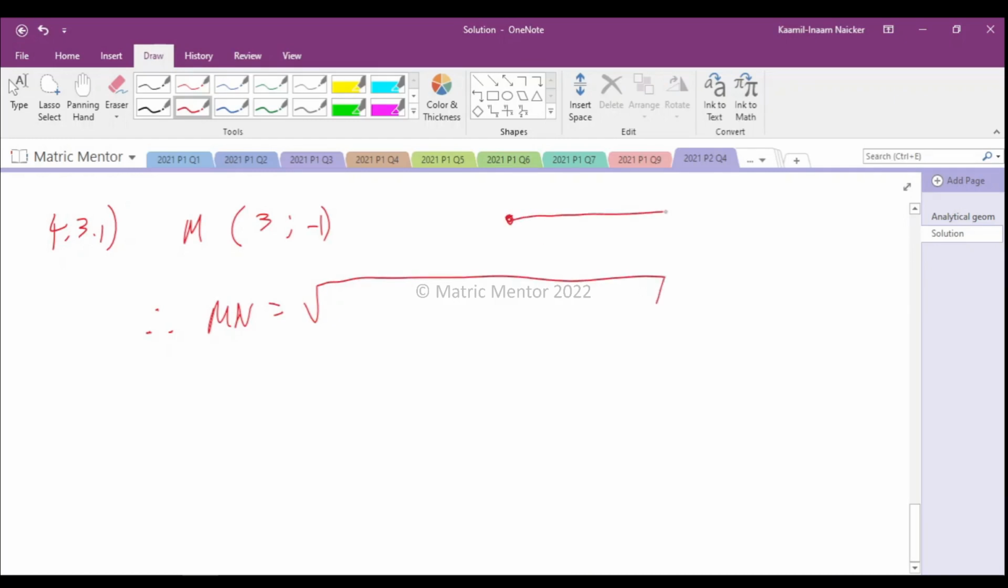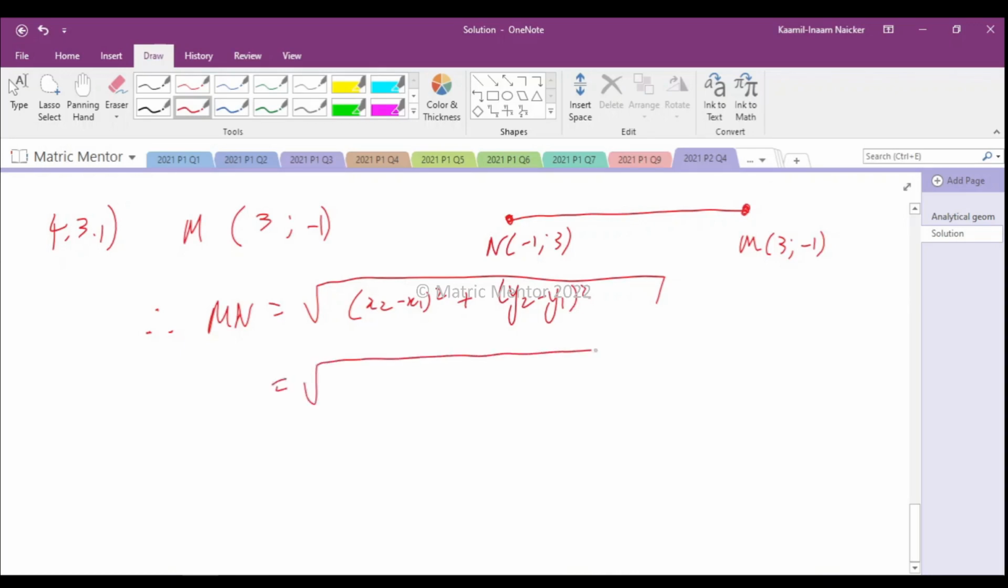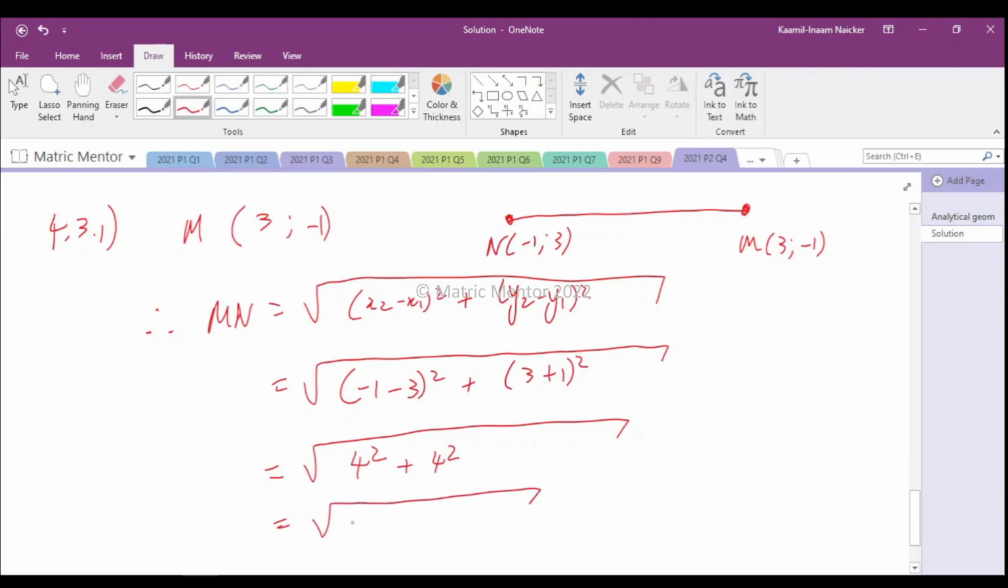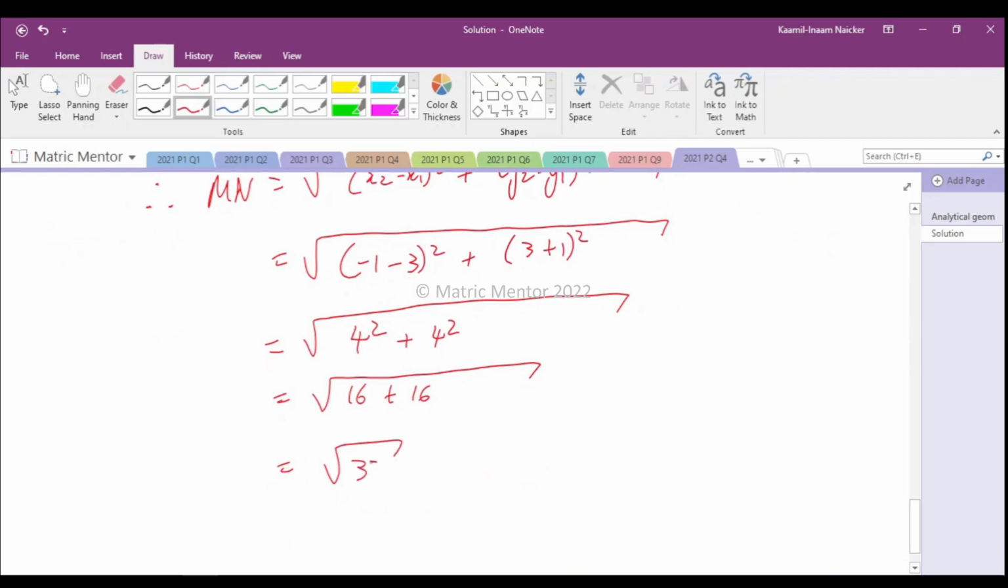So let me just draw this picture here, so we don't have to keep changing back. M is at 3, -1, N is at -1 and 3. And so MN is equal to the square root of (x2 minus x1) squared plus (y2 minus y1) squared. That's the basic distance formula. Then you get (-1 minus 3) all squared plus (3 plus 1) all squared. So that gives me 4 squared plus 4 squared, which is equal to 16 plus 16, which is equal to the square root of 32.